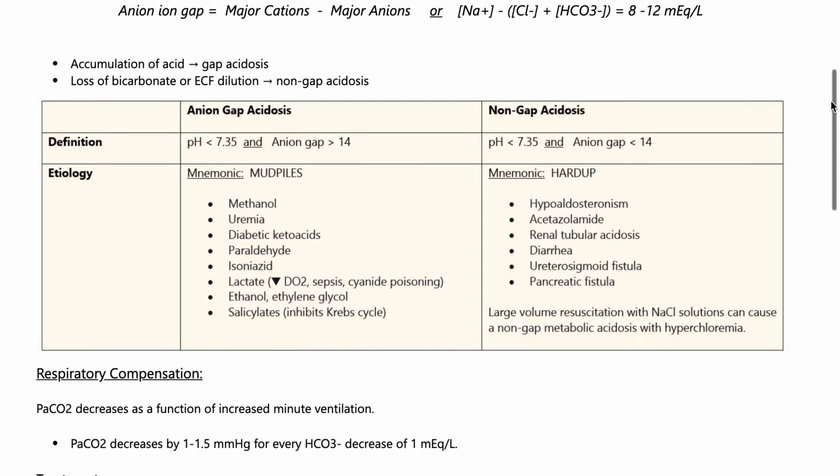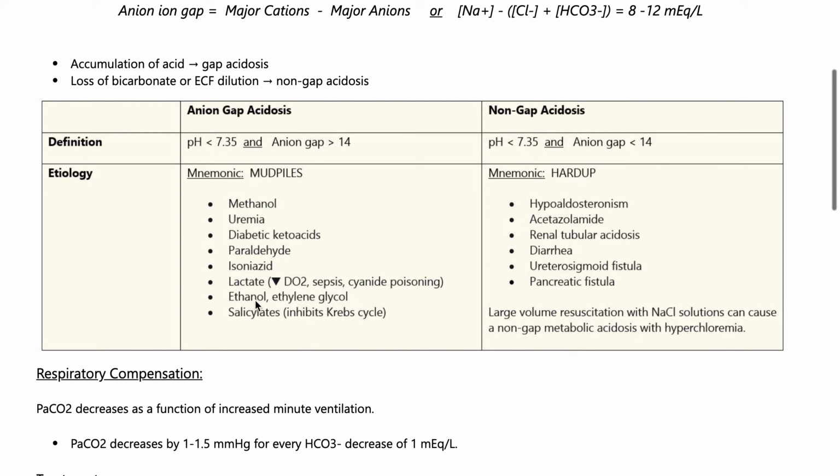The etiology of an anion gap acidosis can be remembered with the mnemonic MUDPILES. M is methanol, U is uremia, D is diabetic ketoacidosis, P is paraldehyde, I is isoniazid, L is lactate. So this results in a decreased DO2, sepsis, and cyanide poisoning.